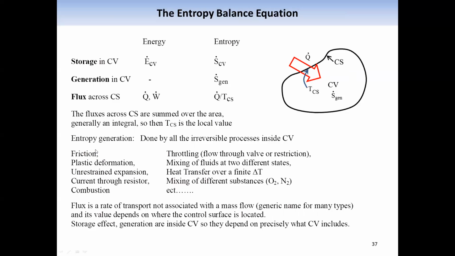And entropy generation can also be caused by other processes like friction, deformation, gas expansion in the cylinder, current through a resistor, and the combustion process, etc. In the next few slides, we're going to see examples that the heat transfer due to the temperature difference between the control volume and the surrounding causes irreversibility.